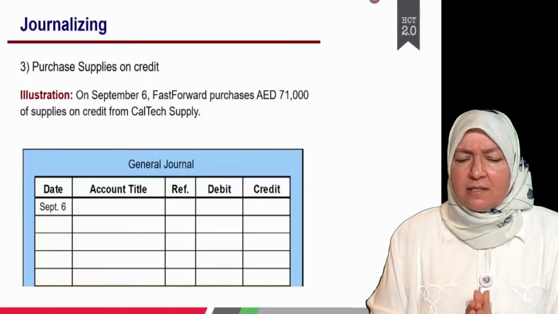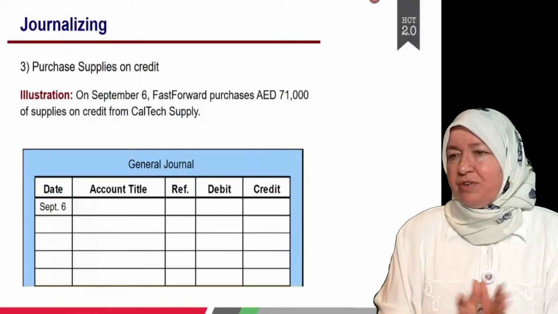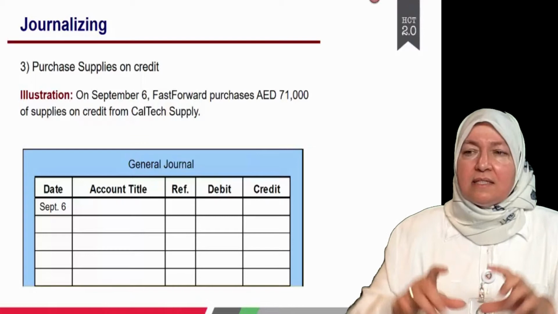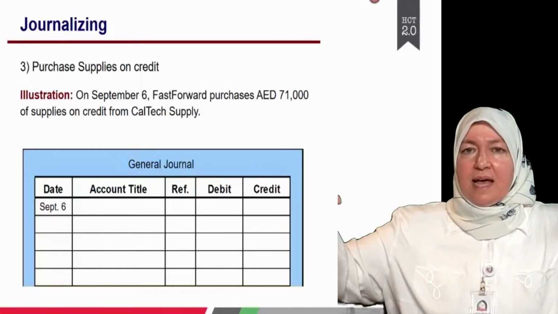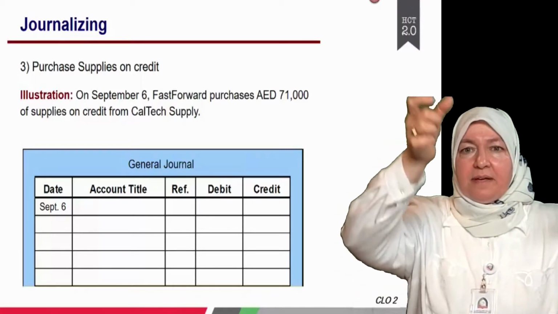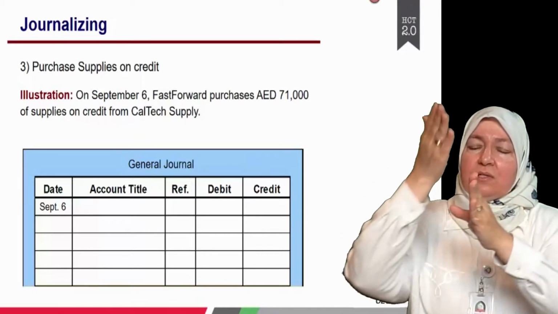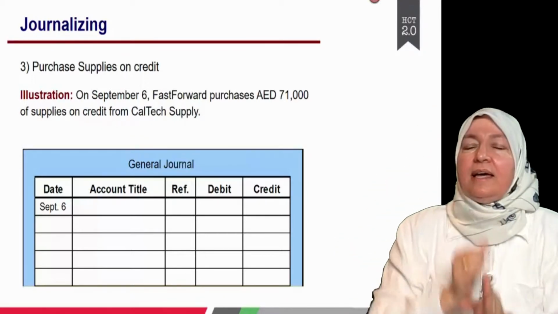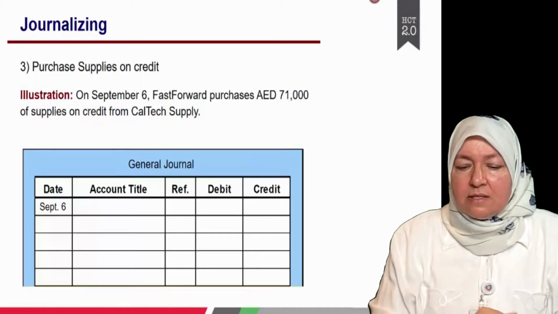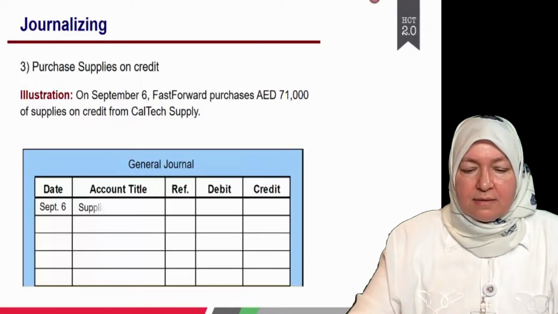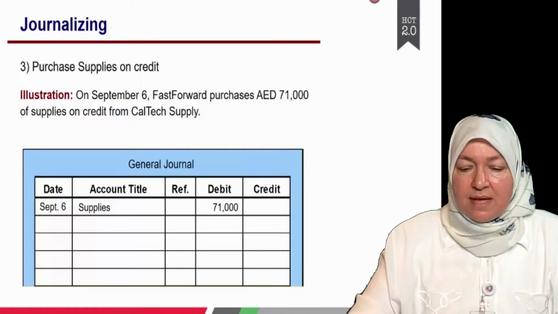So we have supplies purchased. We don't have cash here. So we'll start with supplies. Supplies is an asset. Asset, its normal balance is debit. Okay, so we are purchasing, so it's increasing. So it would be the same as its debit balance. So debit, normal balance, debit, supplies, 71,000.